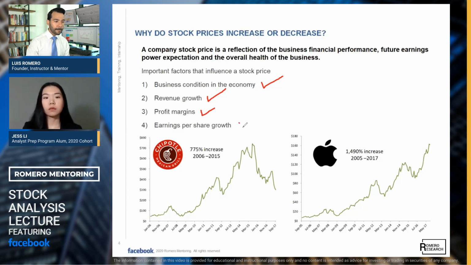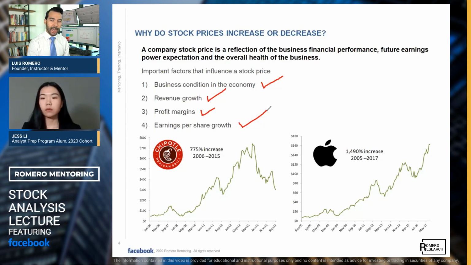Number 4 is earnings per share growth. And this is a very important number. Why? Because as a shareholder, when you buy a stock, your piece of the pie, your claim to the business, is in the form of earnings per share. After all expenses, interest expense, and taxes, the remaining bottom line is net income. That's what is available to shareholders to be distributed as a dividend.